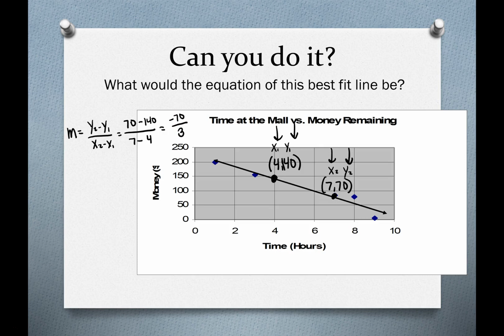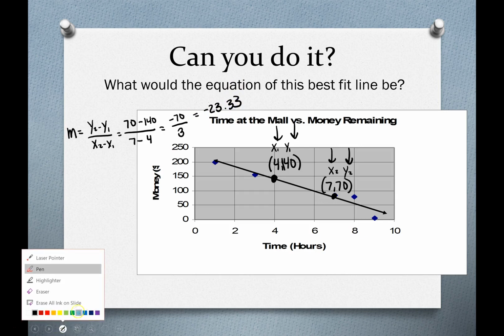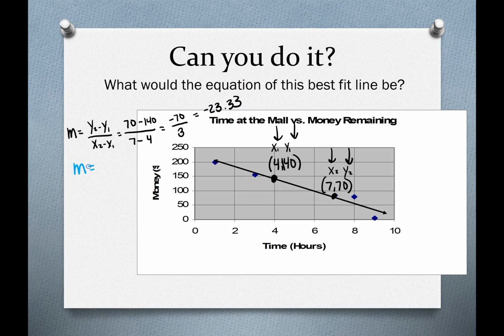So my slope is negative 70 divided by 3. Doing that on my calculator, I get a slope of negative 23.33. All right, so my slope, and I'm going to write this in blue, is slope equals negative 23.33.